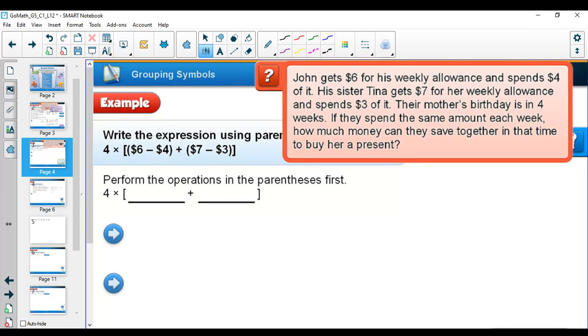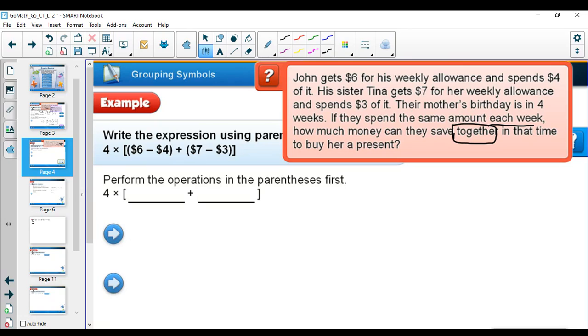So we want to spend the same amount each week, right? So they're doing the same thing over and over again. They're going to be doing it together, right? So we know that we're going to need to figure out how much money they each get, and we're going to need to add that. So if we look over here, they've already written our expression for us. And so we have 4 times a set of brackets, and then inside of that we have 6 minus 4 in one set of parentheses added to 7 minus 3 in another set of parentheses.